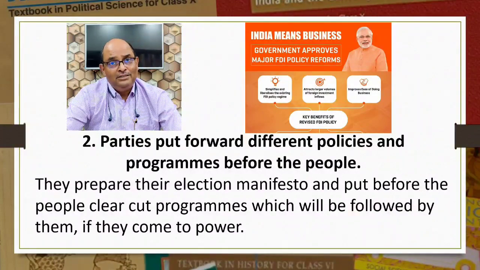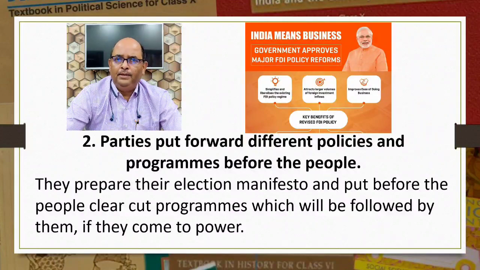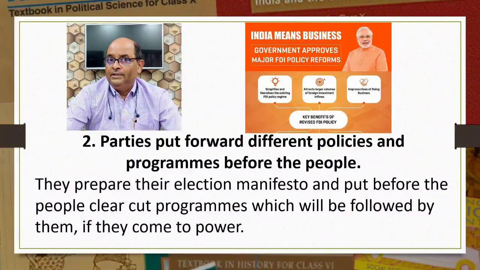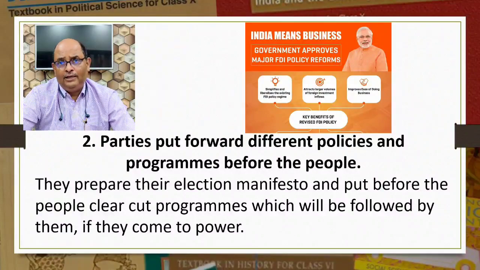Next point. Parties put forward different policies and programs before the people. They prepare their election manifesto and put before the people clear-cut programs which will be followed by them if they come to power. For that purpose, they arrange public meetings, write in the press, distribute pamphlets, and sometimes broadcast or telecast to the nation. That is what we have already read under election campaign last year. People, or to be more specific, voters, choose the policy and program and make their decisions. In other words, on the basis of these programs, voters decide which party to vote and which party not to vote.